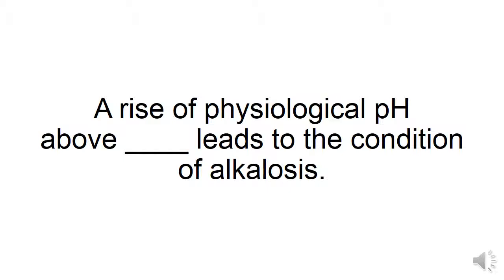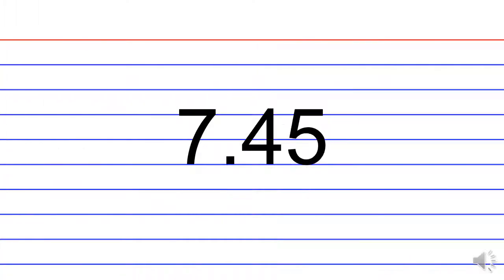A rise of physiological pH above blank leads to the condition of alkalosis. Physiological is an adjective describing internal conditions of the human body, and alkalosis is a state of being basic, a pH above 7. So above what pH is considered alkalosis? 7.45.